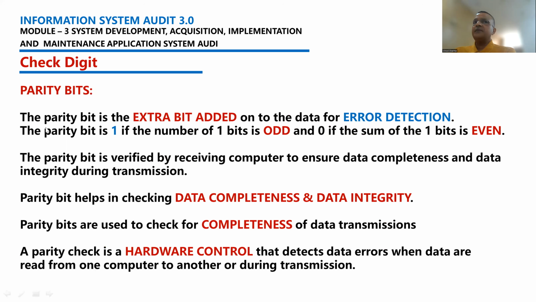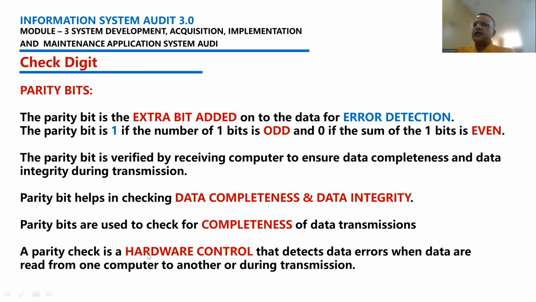Now, a parity bit is basically an extra bit added for error detection. A parity bit is just like a check digit. It's an additional extra bit; a bit means, as I have told you, zeros and ones. A single zero or single one is called a bit. The parity bit is 1 if the number of 1 bits is odd, and 0 if the sum of the 1 bits is even. Parity bits help in checking data completeness and data integrity, and parity bits are used to check completeness of data transmission.